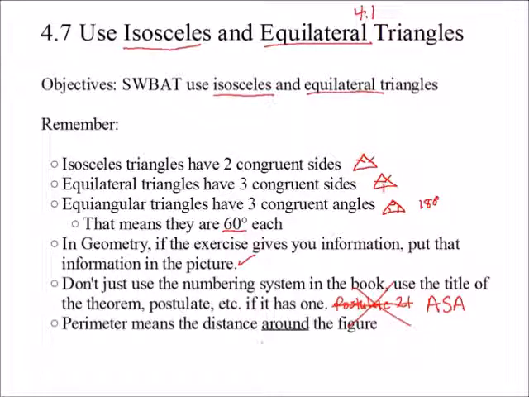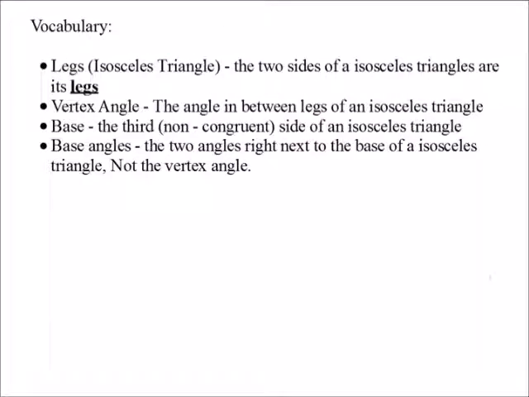And then perimeter means the distance around a figure. So if I had a triangle like this and the sides were 10, 7, and 5, then our perimeter equals 22. Okay? Let's go ahead and move on.